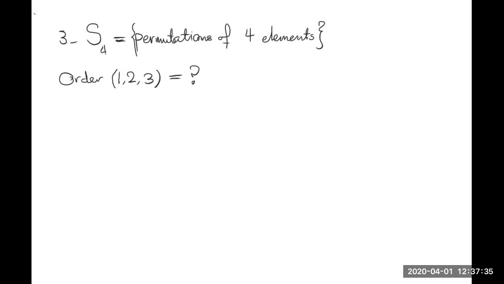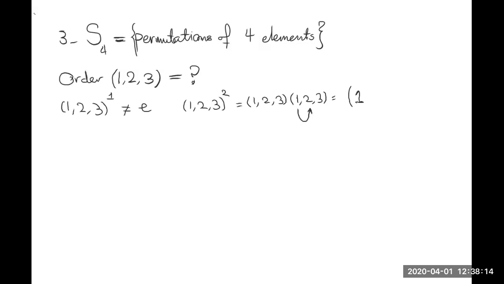Okay, so again, let's see. (1 2 3) is not identity, right? So the order is not 1. What about 2? (1 2 3) squared means (1 2 3) times (1 2 3). In order to see the result of this product, we should see the destination of every element. Let's look at 1 first. We should start from the right. 1 goes to 2. Then 2 goes to 3. Therefore, 1 goes to 3.